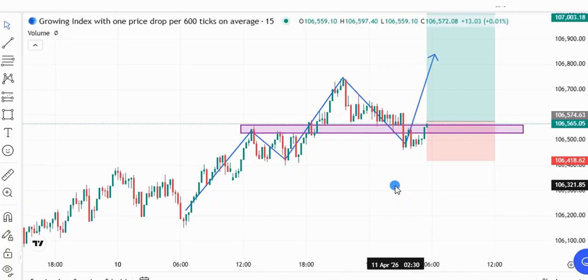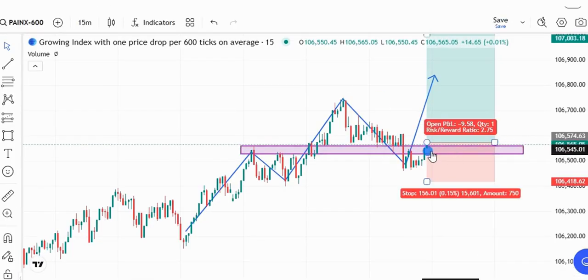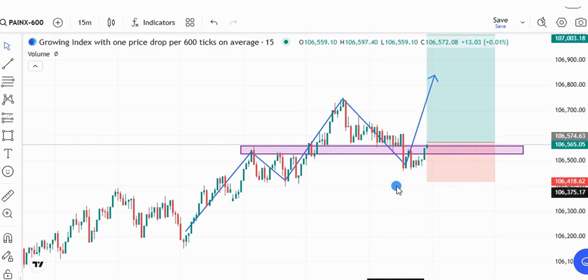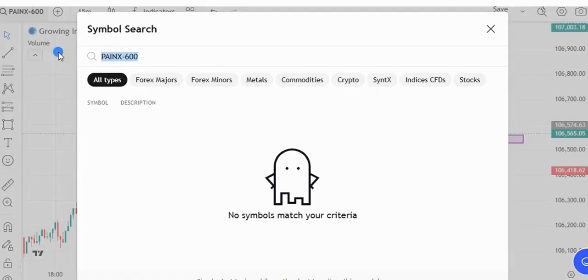Okay, so now to confirm this, we'll be waiting for this current candlestick to close bullish. This is the 15-minute chart. So we're waiting for this current candlestick to close bullish. If it closes bullish, we'll be going long. Of course, stop loss below this level. Take profit is most likely open, but the minimum is a 1:2 risk to reward ratio. All right, now after Pain, we go to the final one, which is Gain.